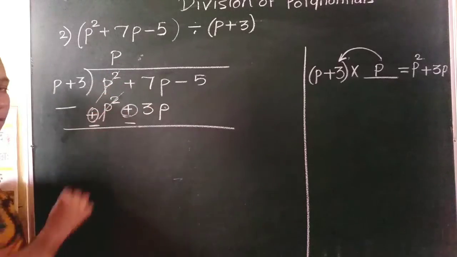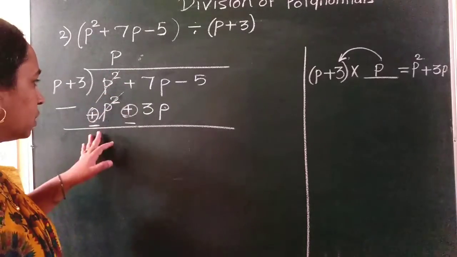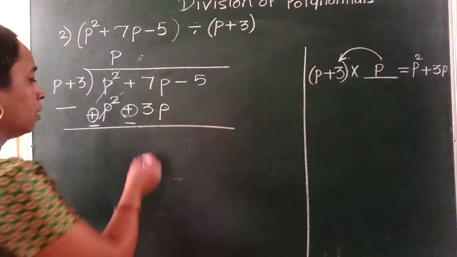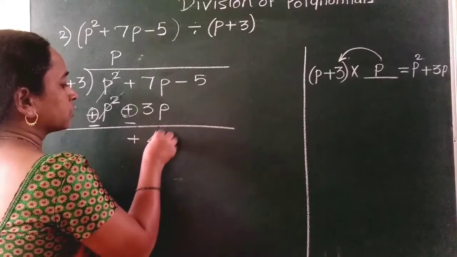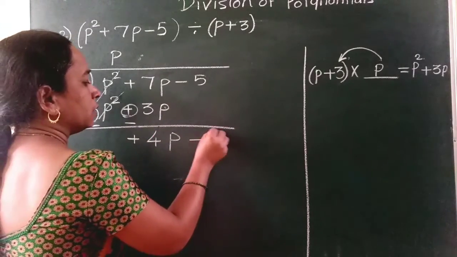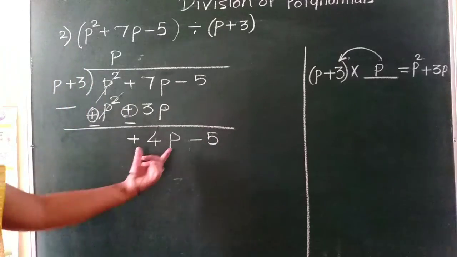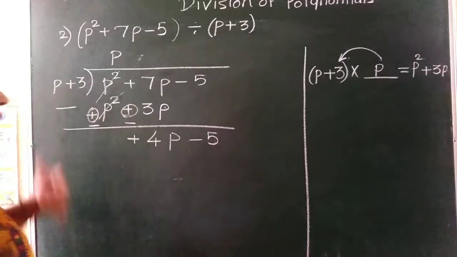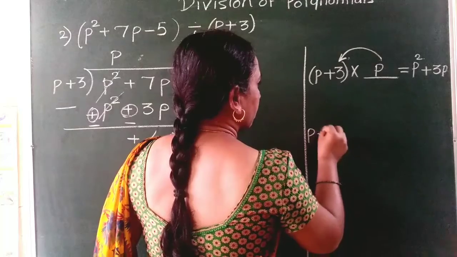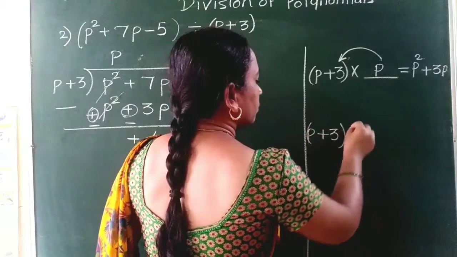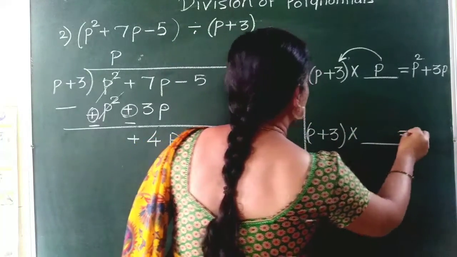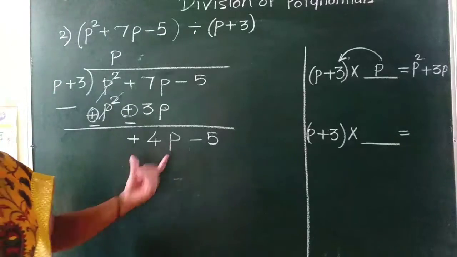It will cancel. p square minus p square is 0. 7p minus 3p, the answer will come plus 4p minus 5. Now we need 4p, the first term. So again take the divisor, p plus 3, multiply by the term. I need the first term, that means 4p.